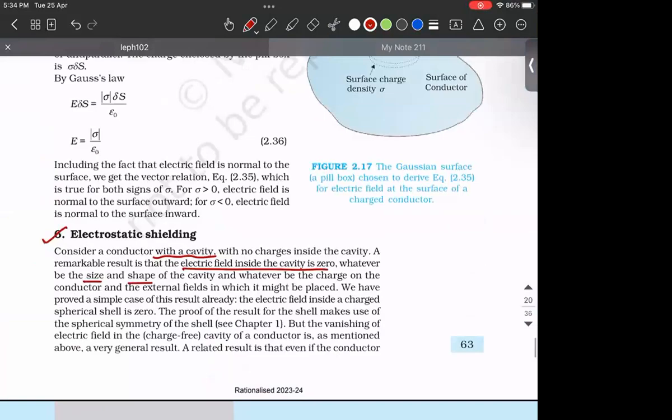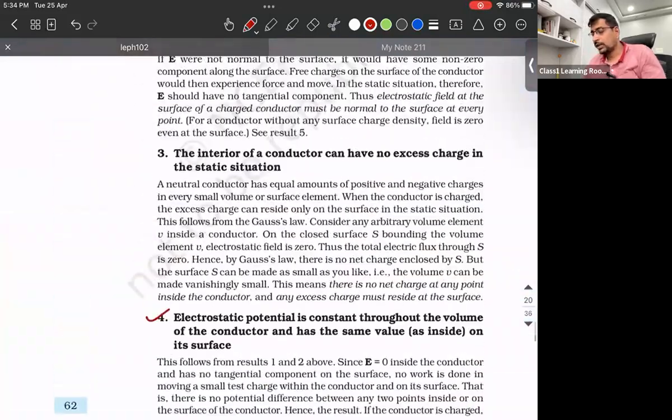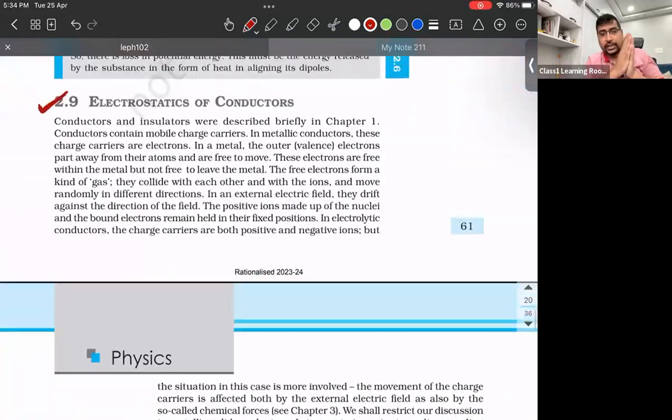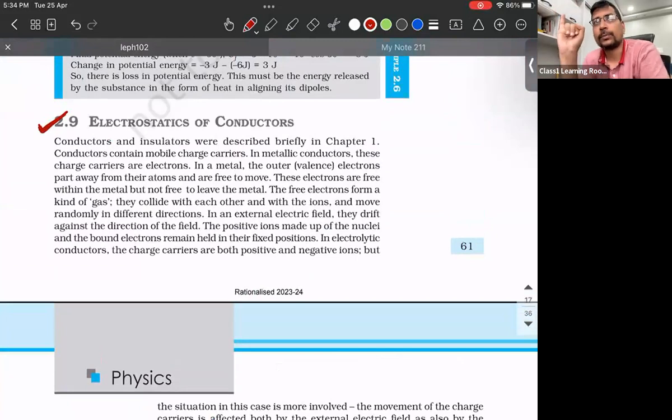Just to summarize, we'll come from the beginning. What are the electrostatics of conductors? This is a very, very important point. What is the first point that we saw? The net electric field inside a conductor is zero. The net electrostatic field inside a conductor is zero. Secondly, what did we see? Secondly, we saw another important point. What is it?